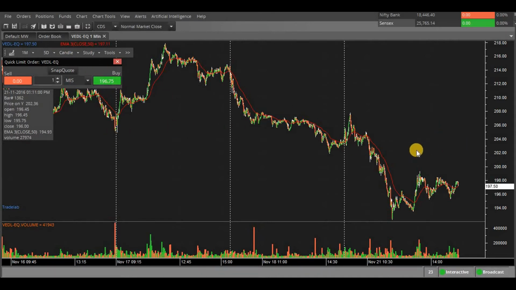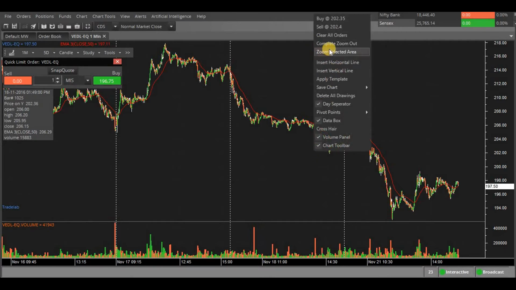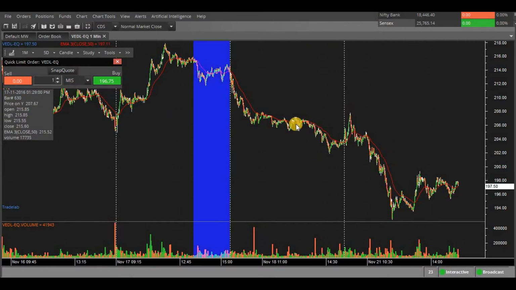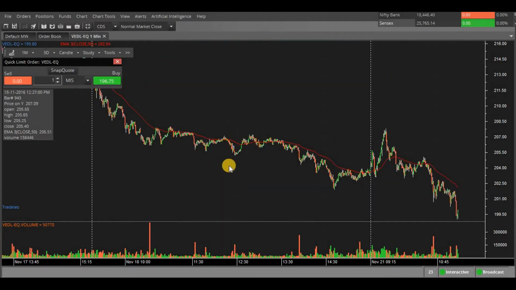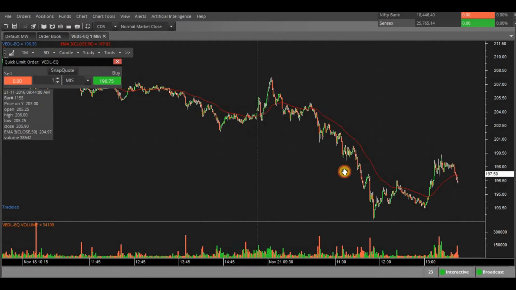So let's zoom in on this area. As you can see in this chart, today is 21 November. This is today's chart. I already booked profit in these equity shares by doing intraday trading. And see here, this is the moving average, the exponential moving average 50.